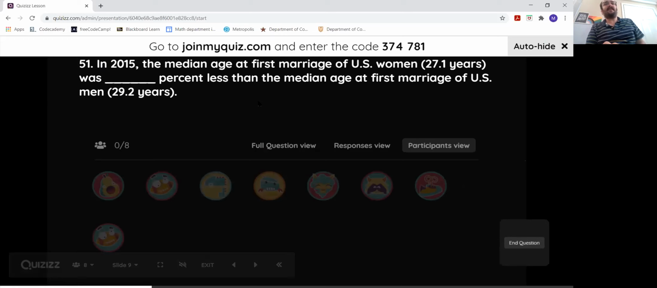In 2015, the median age of the first marriage of U.S. women, excuse me, was 27.1, was blank percent less than the median age at first marriage of the U.S. men, which was 29.2.